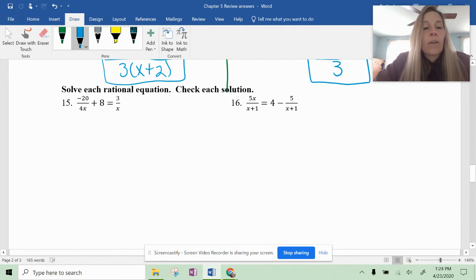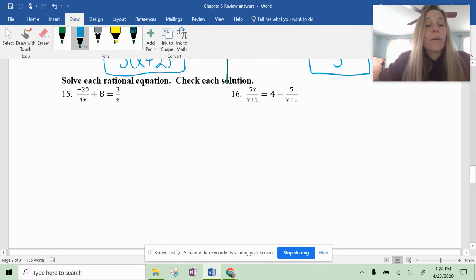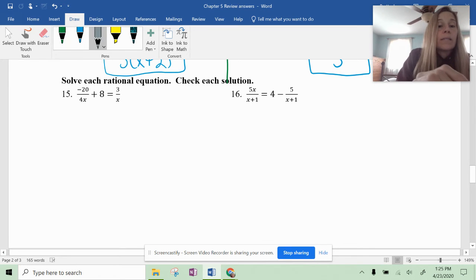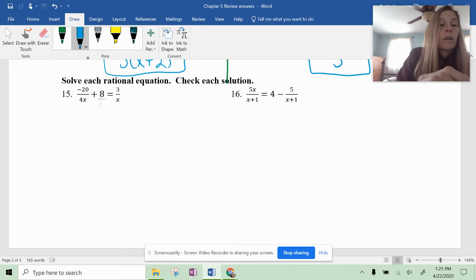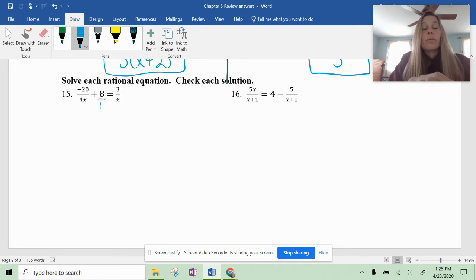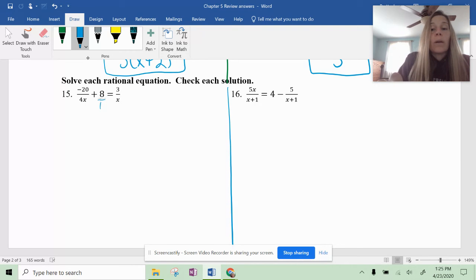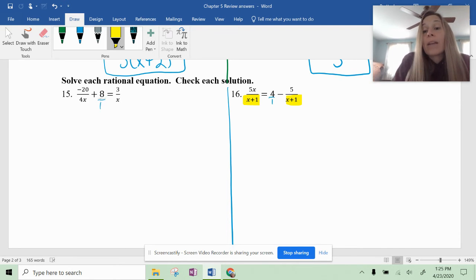Okay, so if we take a look at number 15, for example, even though we only see two denominators, this 8's really over a 1. So that's really three different denominators. So we will have to do the LCD method there. Number 16, however, we have two of these denominators are both the same, so we don't have to do the LCD method. We can just cross multiply. If you want to do the LCD method, you can.